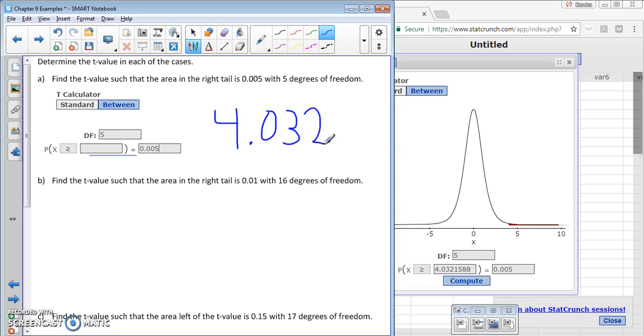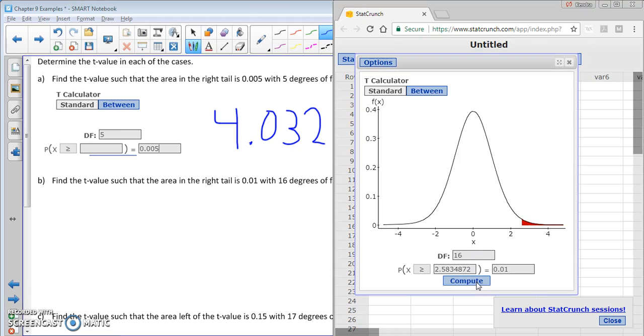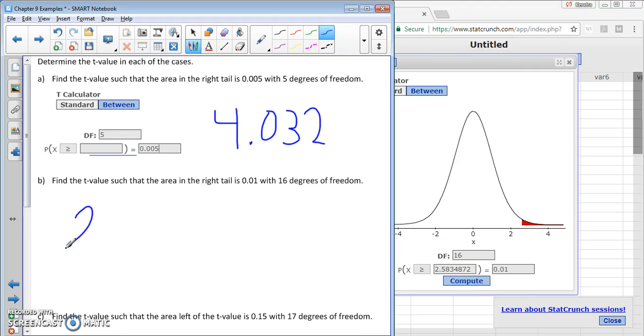Typically we round those to 3 decimal places with t values. So now we want to look at the right tail again, and we want that to be 0.01, and we have 16 degrees of freedom. So I'm going to hit compute there. So this one is 2.583.